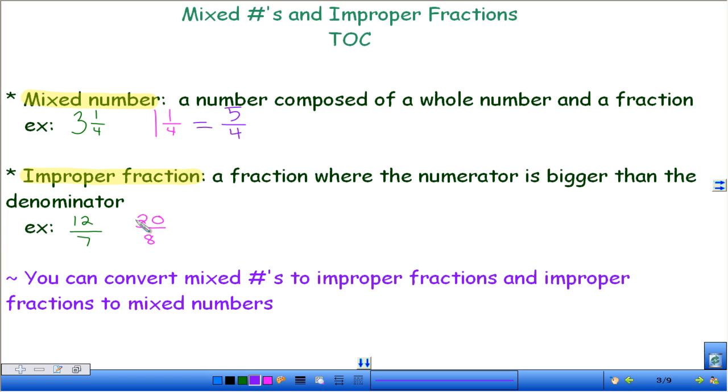Every improper fraction can turn into a mixed number. And in this case, 20/8 equals 2 4/8. Okay, so this is what we're going to learn how to do today. Just know that they can go back and forth. Did everybody get both of these written down? Yeah. Okay.